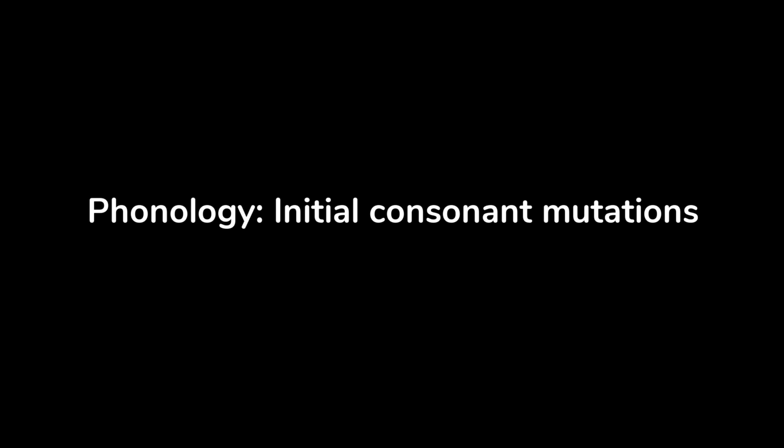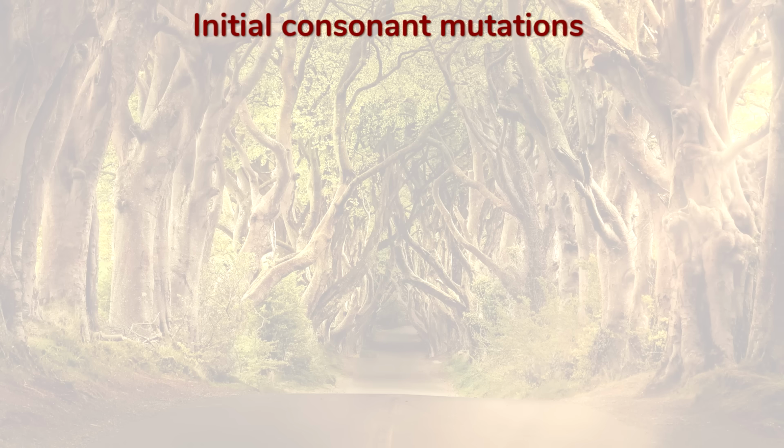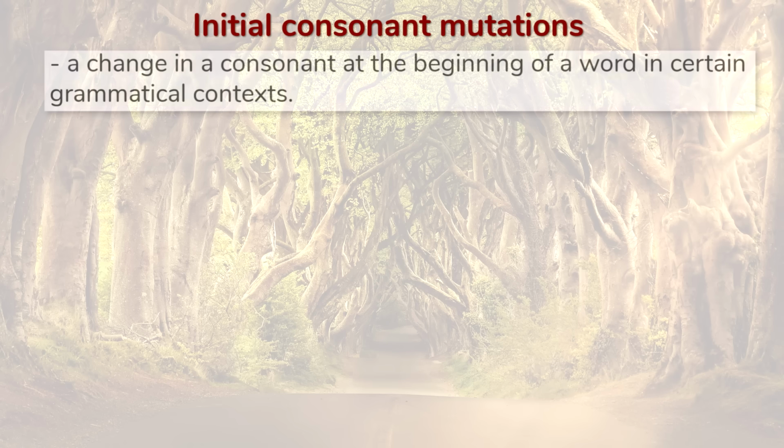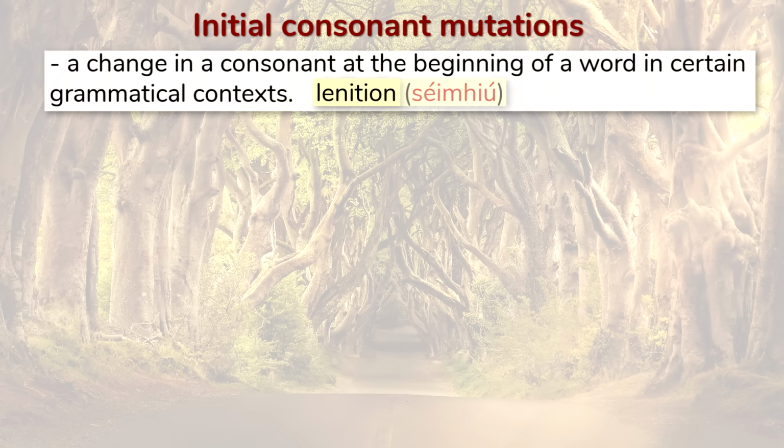Initial consonant mutations. Another feature of Irish phonology is initial consonant mutations, a change in a consonant at the beginning of a word in certain grammatical contexts. There are two types of initial consonant mutation, lenition, or séimhiú, and eclipsis, or urú. First, lenition.